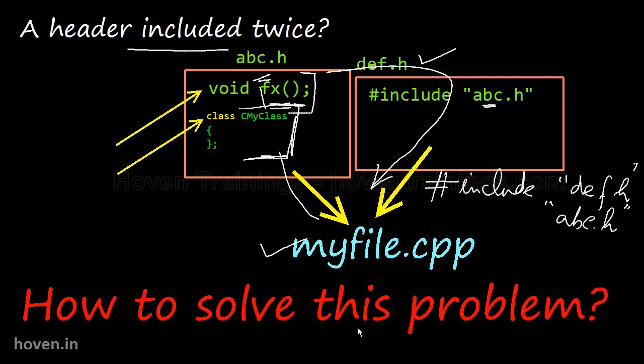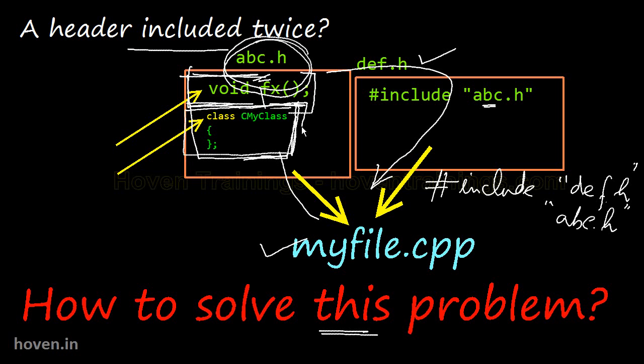So how to solve this problem? How to ensure that this class definition reaches this file only once, even if this abc.h is included more than once? Problem with fx will never be there. It is a declaration of a function. But the problem is due to this. So let us see how to solve this problem.